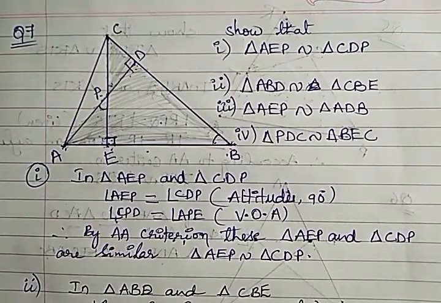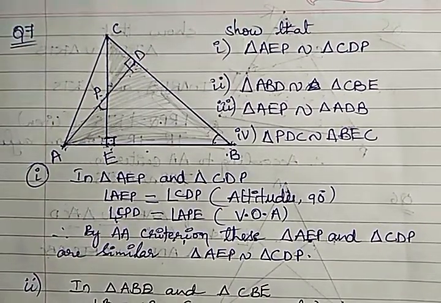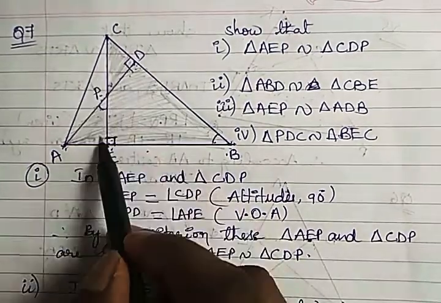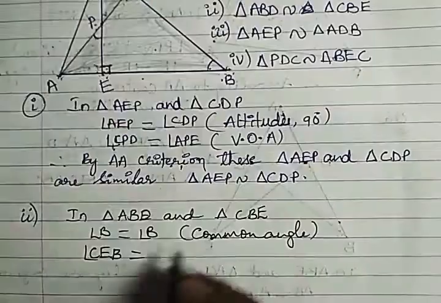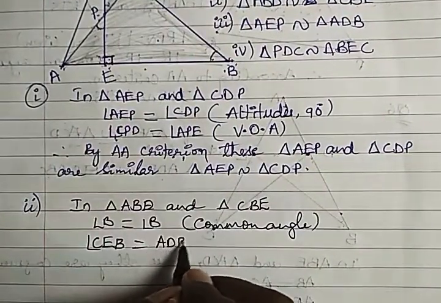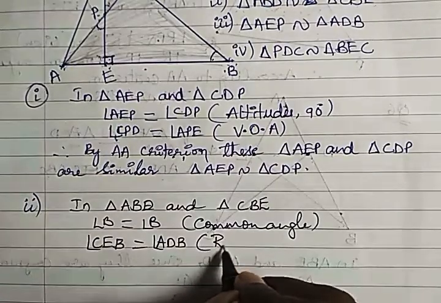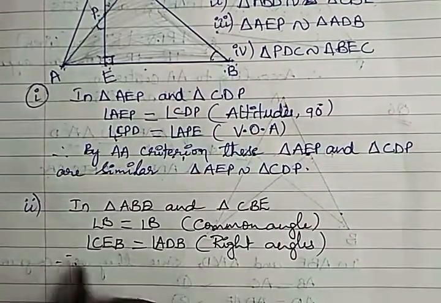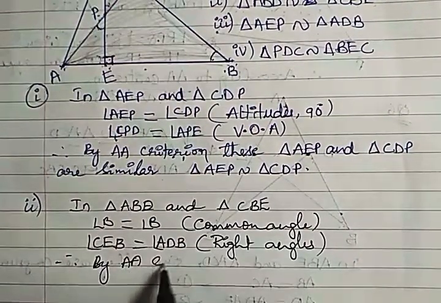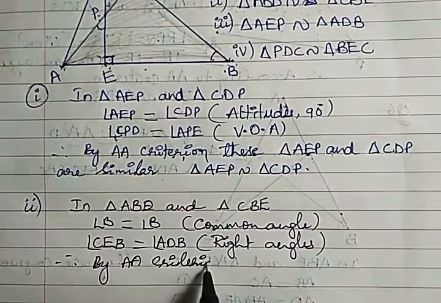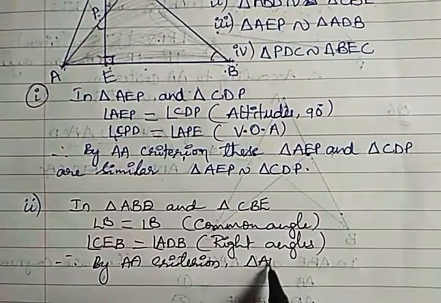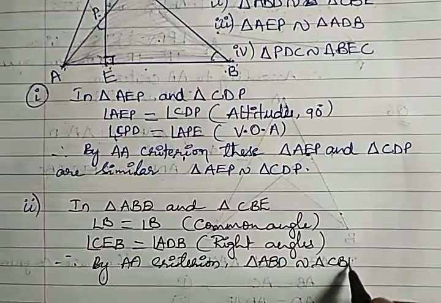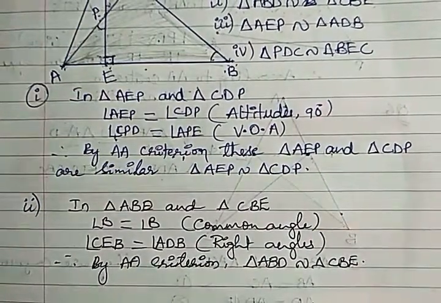You can directly write as angle E, or you can write it as angle CEB. This CEB is equal to ADB. ADB. It is right angle. They are right angles. Therefore, by double A criterion, triangle ABD is similar to triangle CBE. So this is second part of the question.